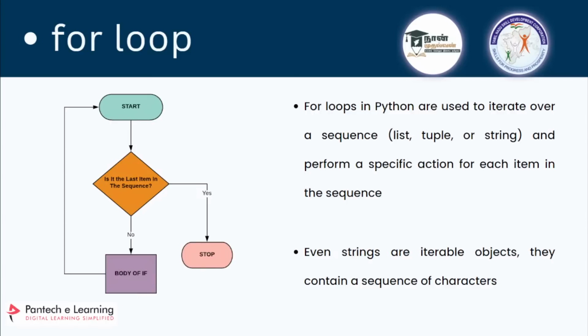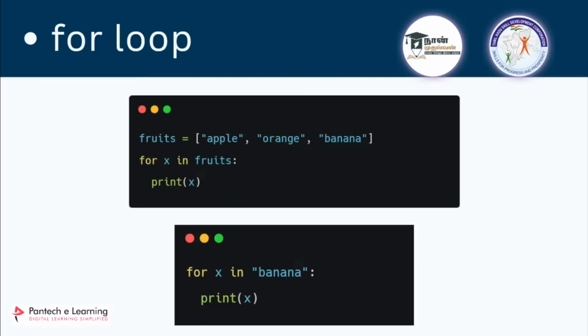Let's jump into how to use for loop. So I'm going to iterate over a list first, and you can also iterate over any sequence. It's common, so we'll start with iterating over a list. First, in a variable fruits, I am storing a list: apple, orange and banana. These three things I am storing in a list.